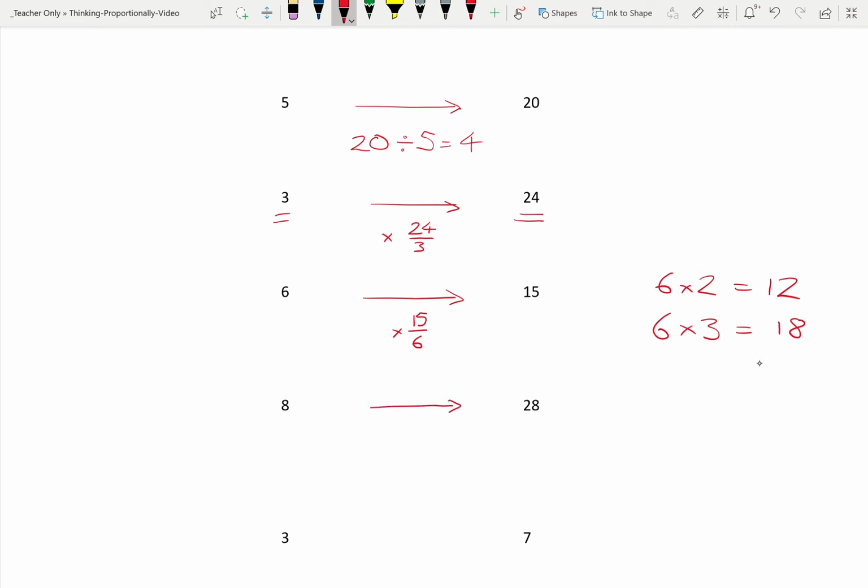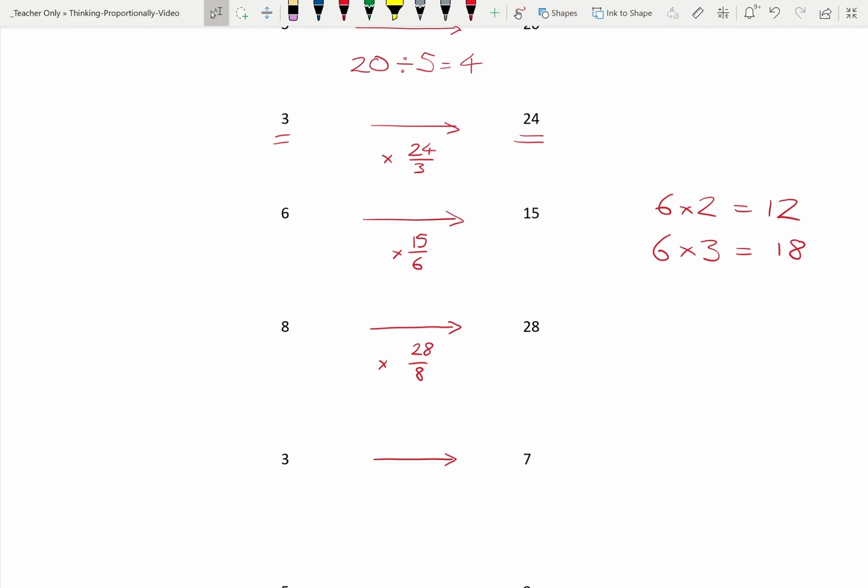What do I multiply 8 by to get to 28? I multiply it by 28 over 8. What do I multiply 3 by to get to 7? I multiply it by 7 over 3. 7 over 3 is a number. It's a top-heavy fraction, but it's just a number. It's a number that's more than 2, but less than 3.